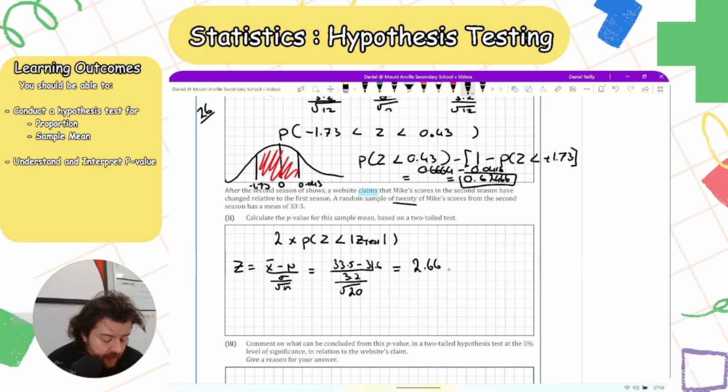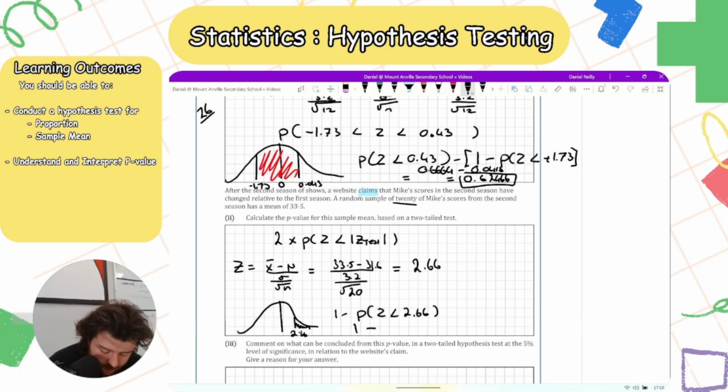So I need to find the probability above this now, right? So there's 2.66. I need to find the probability above this. So that's just 1 minus the probability below it. 1 minus this here will be equal to 0.0039. And to get the p-value, times it by 2. That would be 0.0078.